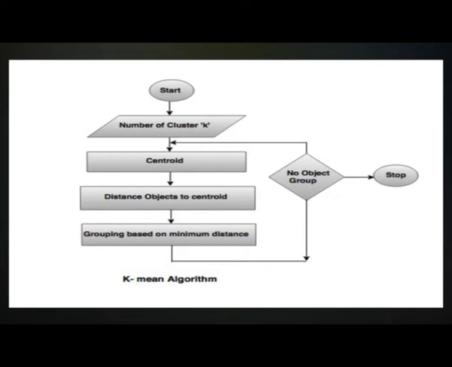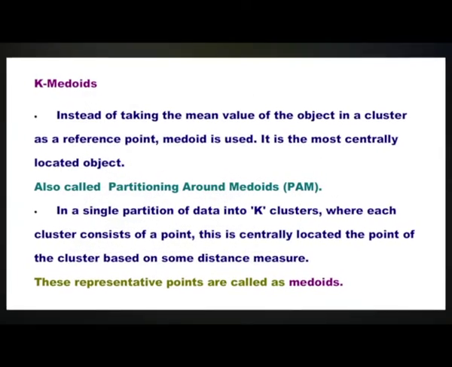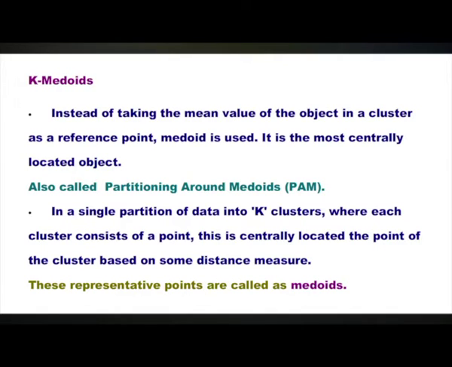And suppose if there is no data to be grouped, then that means there are no object groups and you can stop the algorithm. Now, let us see another algorithm, that is the k-medoids.